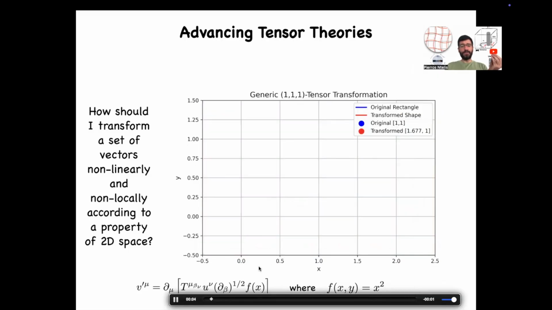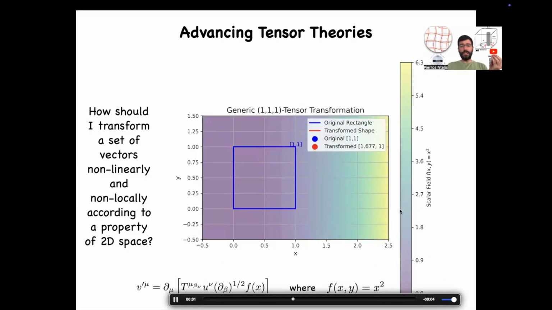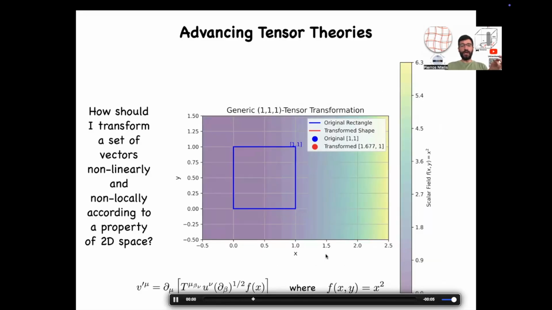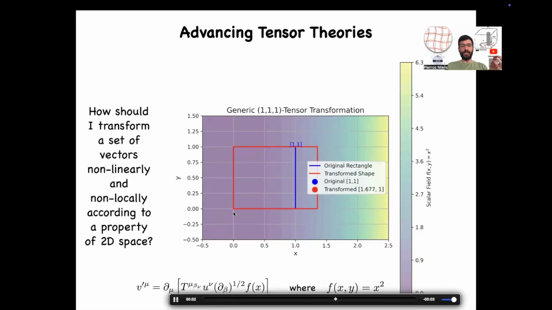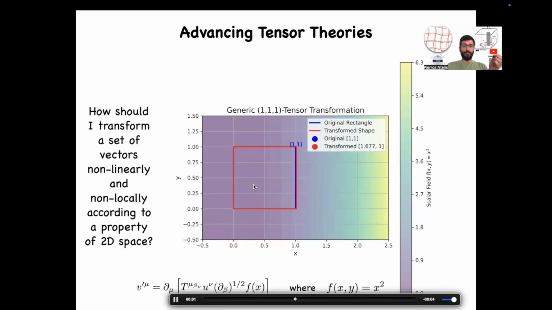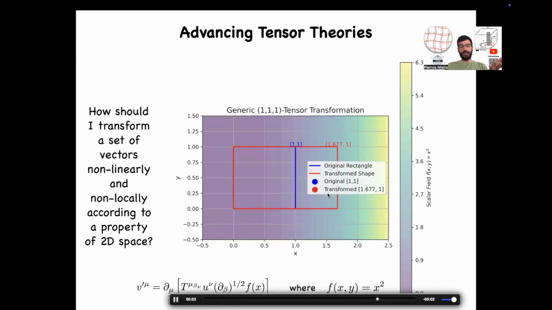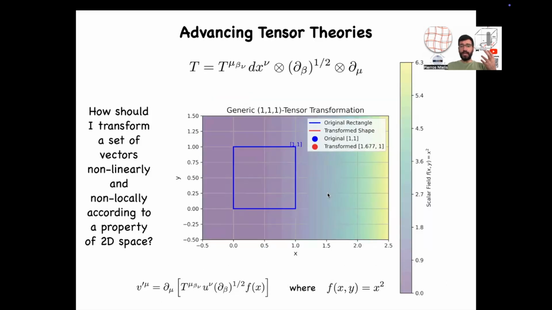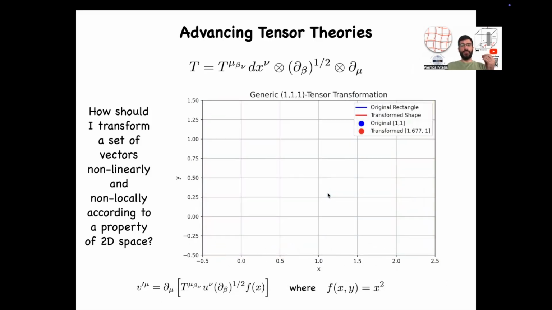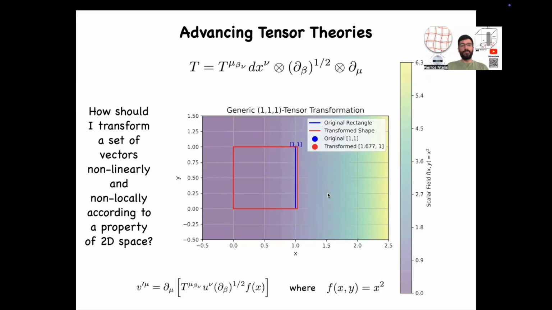This can be either curvature or some energy or some potential on the space around. And when we do that, we take into account the property of the space in order to transform non-linearly and non-locally the blue rectangle into the new rectangle. And therefore, what we have used to do that is the advanced tensor, T mu beta nu, that you see in the definition above.